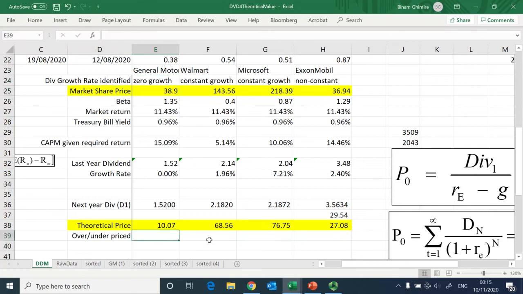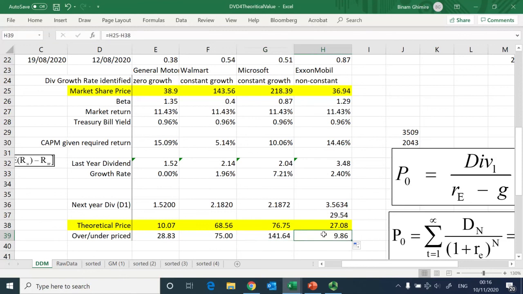So if we compare, we can see that there are differences. So market price take away theoretical price. So zero growth dividend for General Motor is saying it should be $10.07, whereas the market price is $38. So this is overpriced, and therefore you can apply the differences to find out by how much the market price differs from the one given by dividend discounting model. We can see that there is some substantial differences.